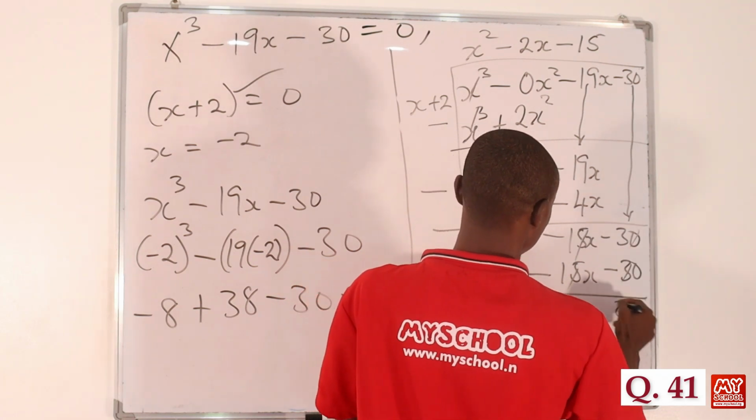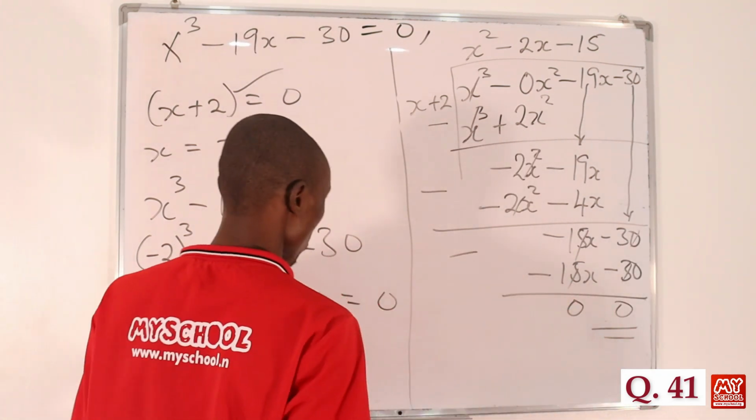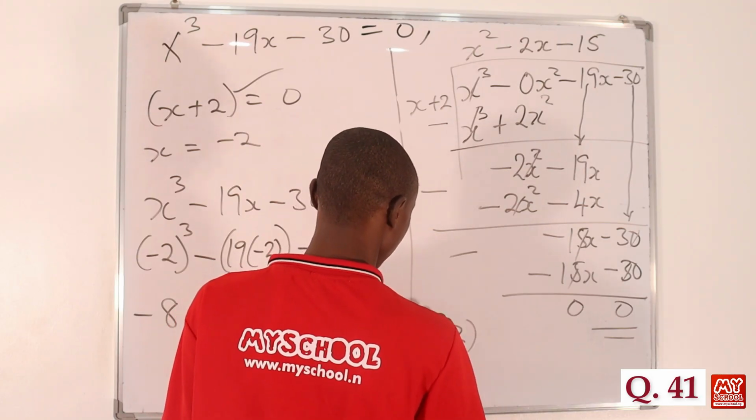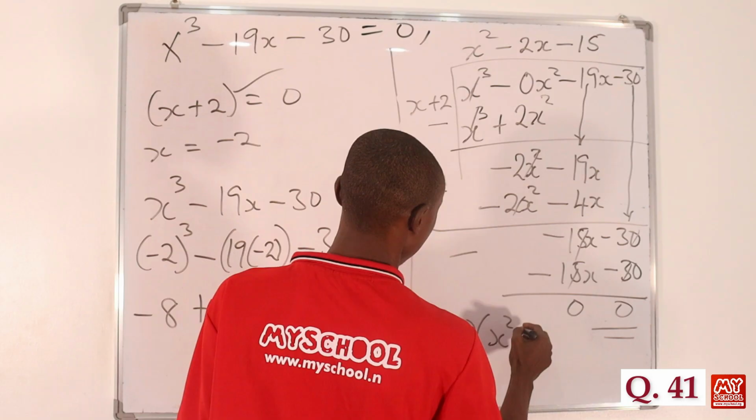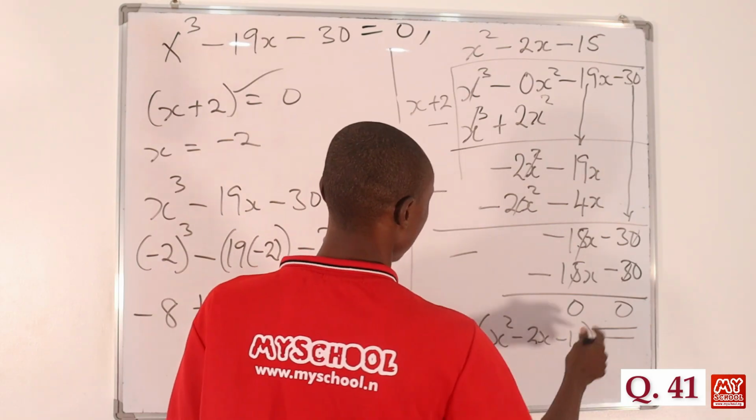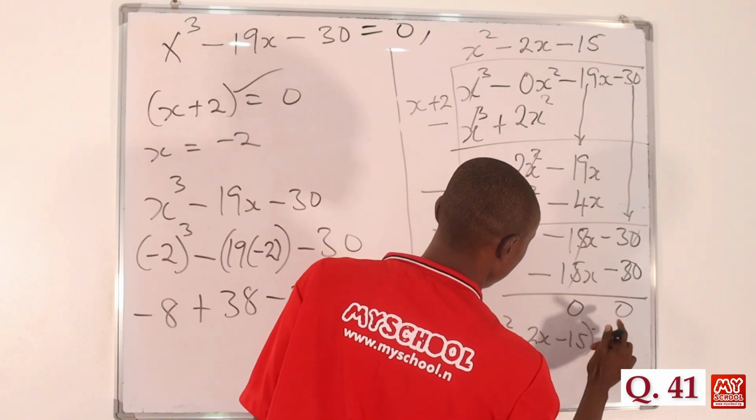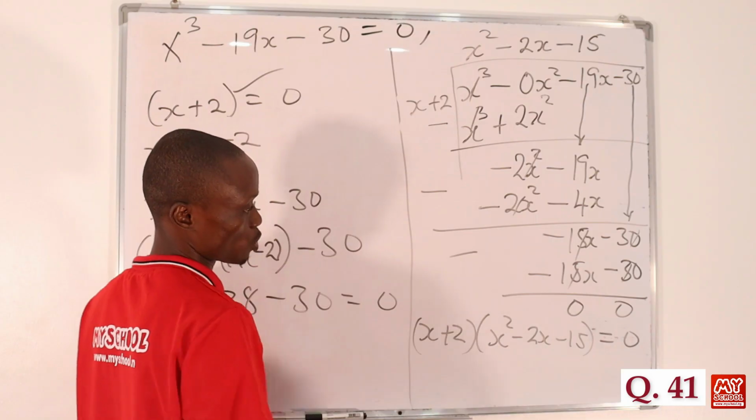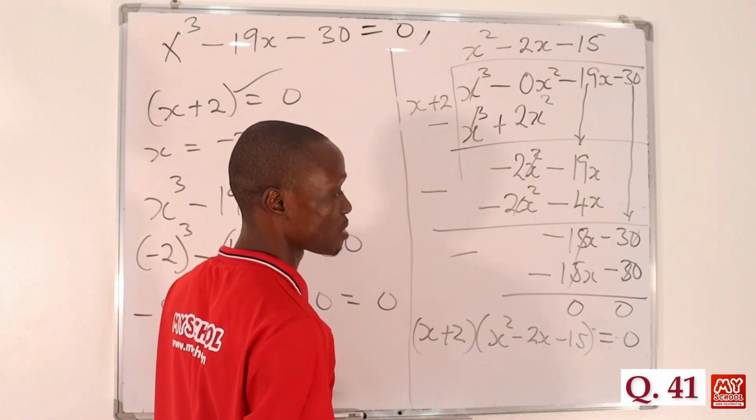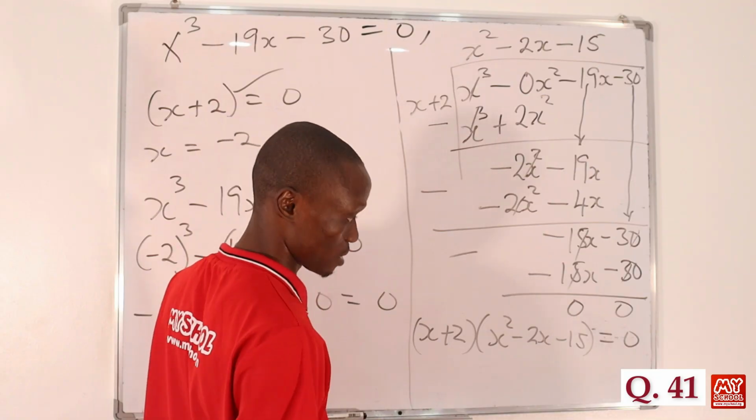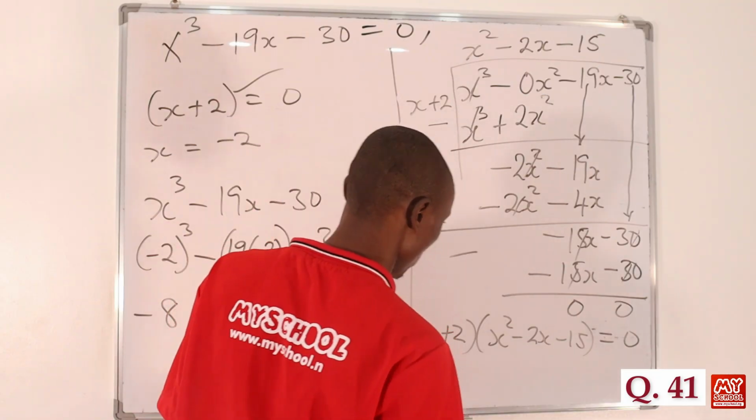So at the end of the day, we're having 0 here, right? So the factors now are x plus 2 in bracket and x squared minus 2x minus 15 also in bracket. Now remember that everything here is equal to 0 since we are looking for the root of this equation, right? Root is the same thing as saying find the solution of the equation or find the values of x, okay, in the given equation.